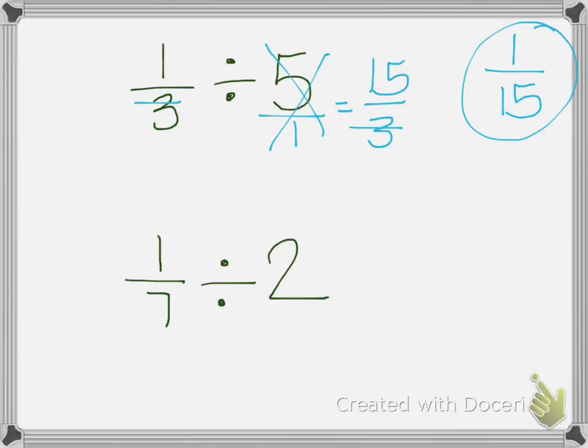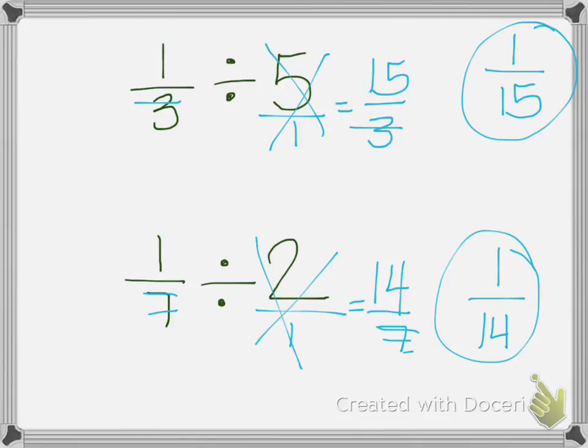The next one, we have 1/7 divided by 2. Again, 2 is equal to 2 over 1, and we can change that into sevens. 1 times 7 is 7, 2 times 7 is 14, so now we have 1/7 divided by 14 sevenths. Again, now we ignore the denominators and just divide the numerators. 1 divided by 14 is 1/14.